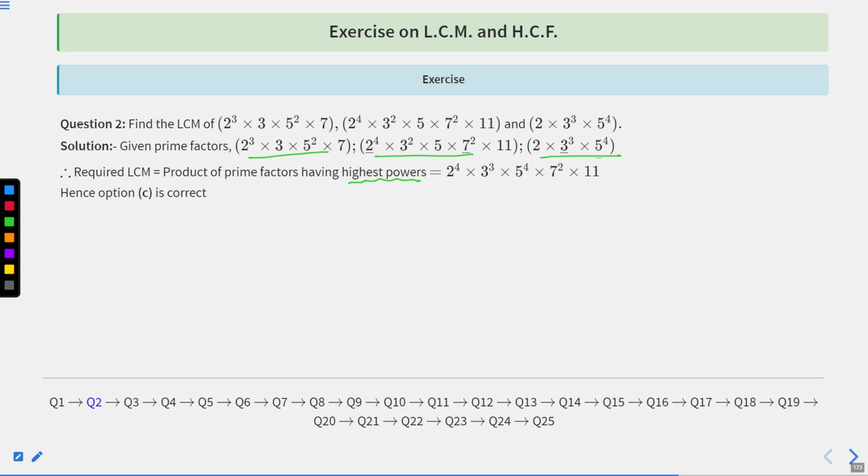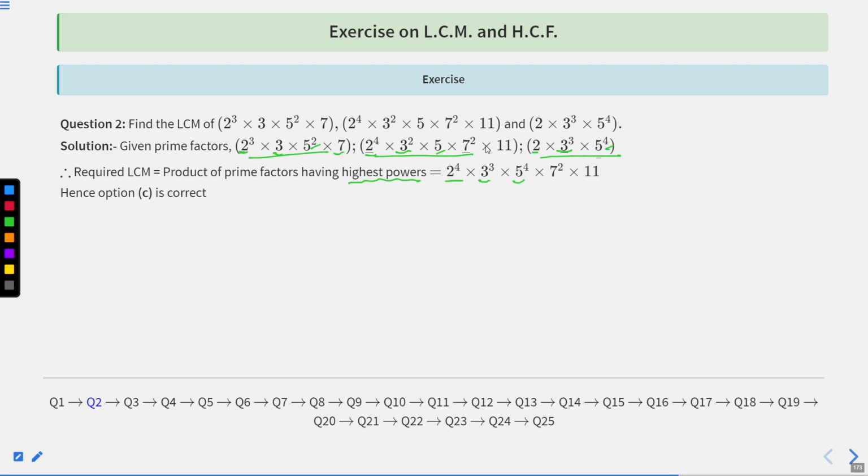So we have 2 here. This is 3 power, this is 4 power, and this is 1. So we will have 2 to the power 4. 3 power is 1 here. This is 2 and this is 3. So we will choose the highest power, which is 3 to the power 3. And 5 power is 2 here, 1 here and 4 here. So we will choose 5 to the power 4.